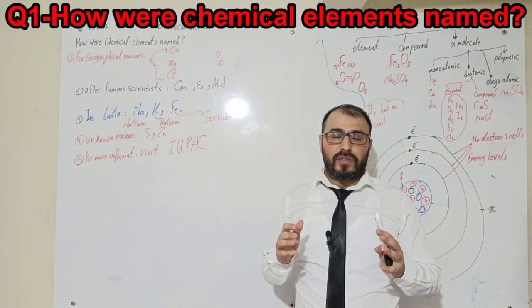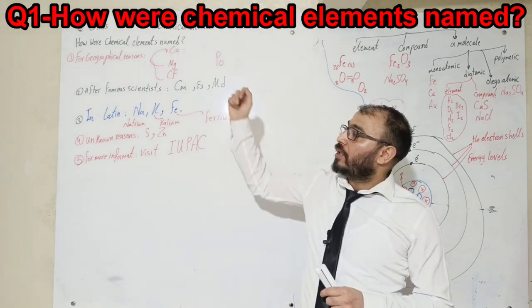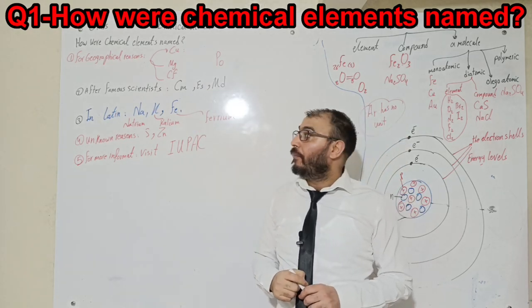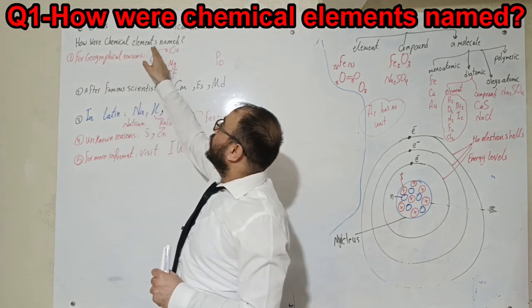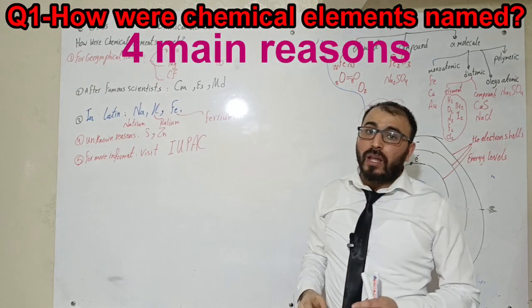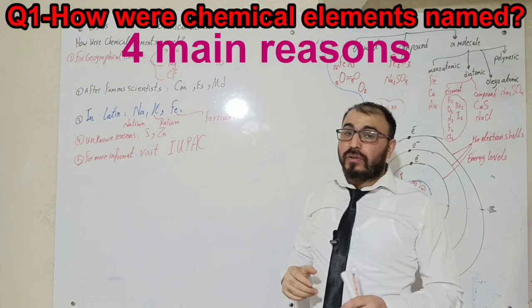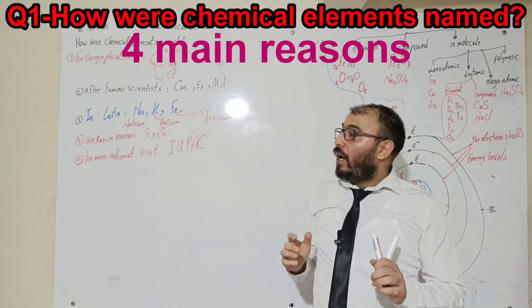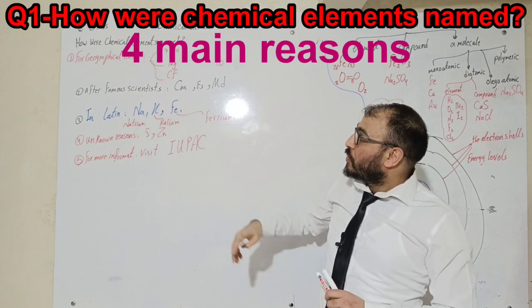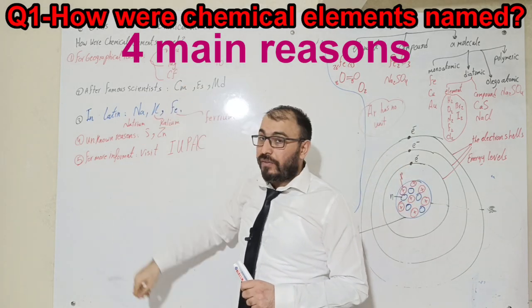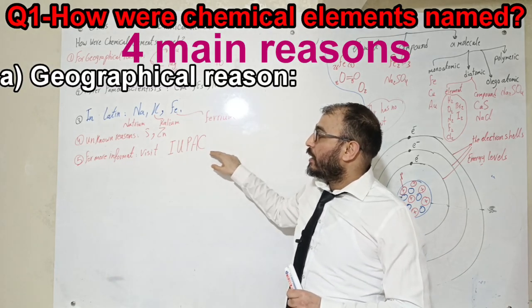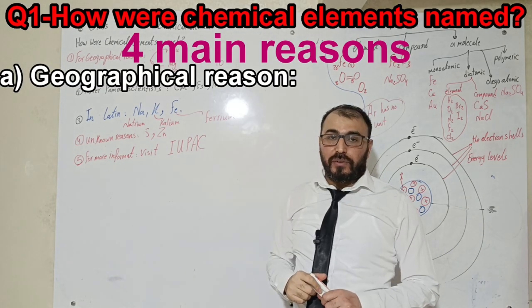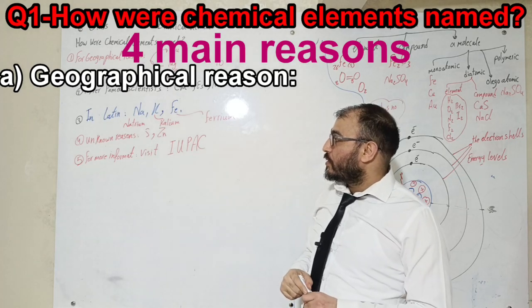Now, my friends, after this quick revision, let's answer the questions of our class today. Well, the first question is, how were chemical elements named? Well, we have a lot of reasons, but I chose to mention only 4 of them, and I will give you the chance to check the website of IUPAC for more information and to learn more about this topic.